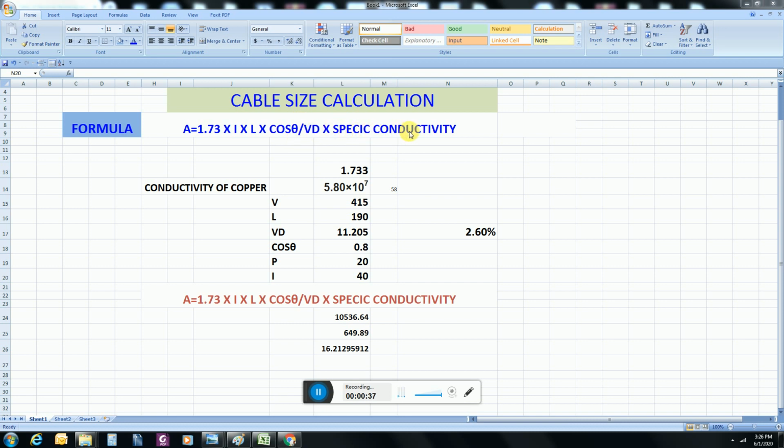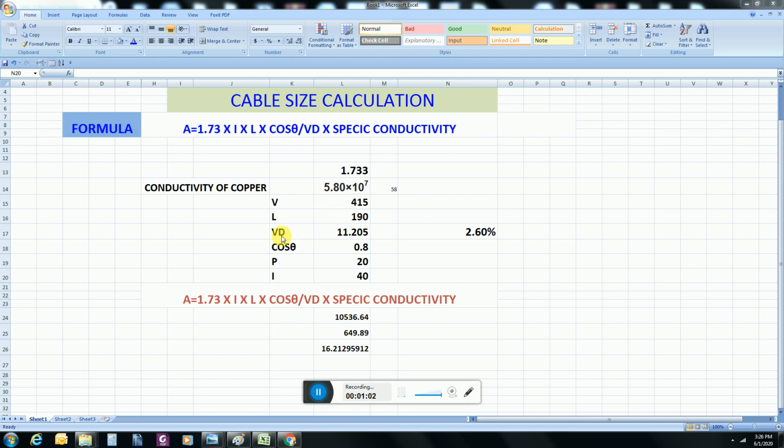the conductor. Here I am going to use a copper conductor, so the conductivity of copper will be 5.80 multiplied by 10 raised to power 7. This is a three-phase system, so in a three-phase system the voltage will be 415. I am taking the length, distance between 2 points, as 190 meters.